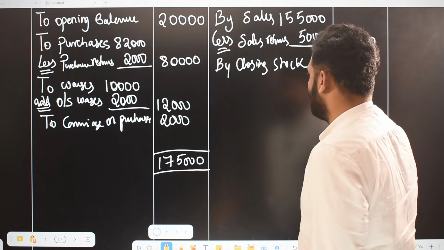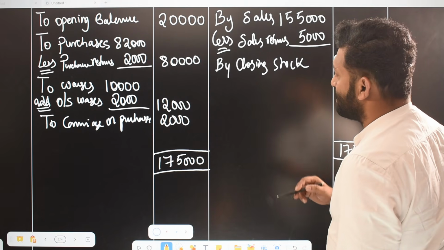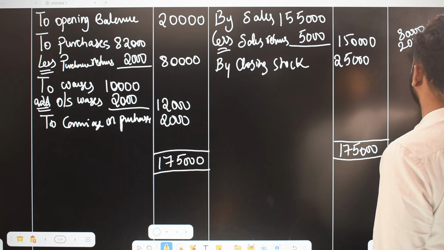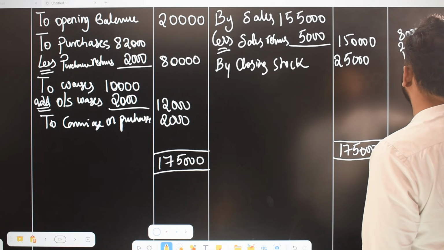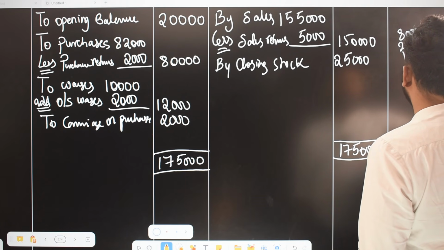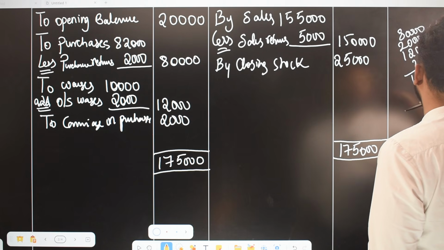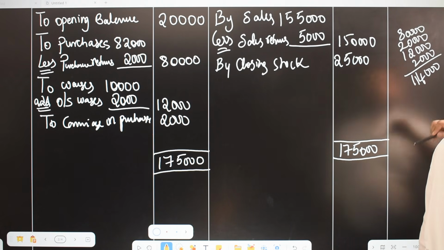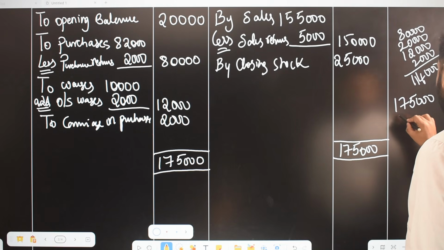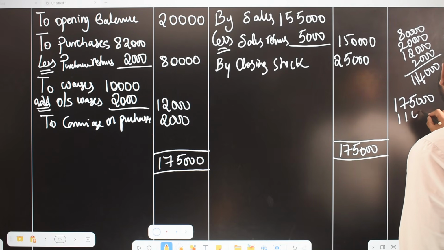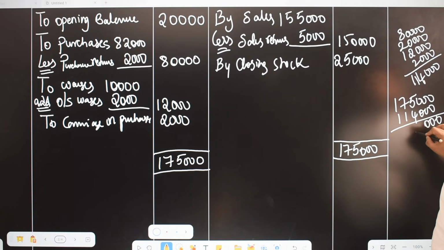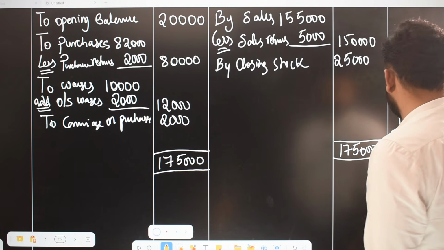having the highest value. 1,75,000 minus here total 80,000 plus 20,000 plus 12,000 plus 2,000. Yeah, it is 1 lakh 14,000. Clear? 1 lakh 14,000. Now 1 lakh 75,000 minus 1 lakh 14,000. Yeah, it is profit, 61,000 is the profit.